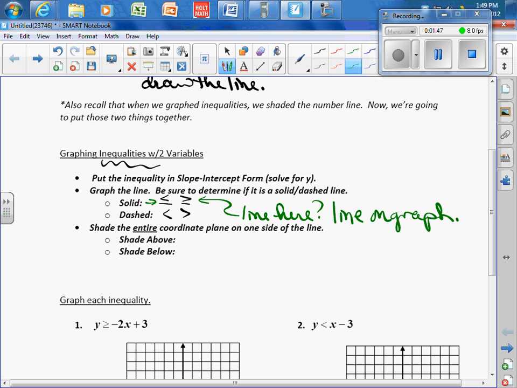And then we're going to shade either above the line or below the line. It's going to be above the line if it's greater than or equal to. It'll be below the line if it's less than or equal to. And here's what we mean by that.